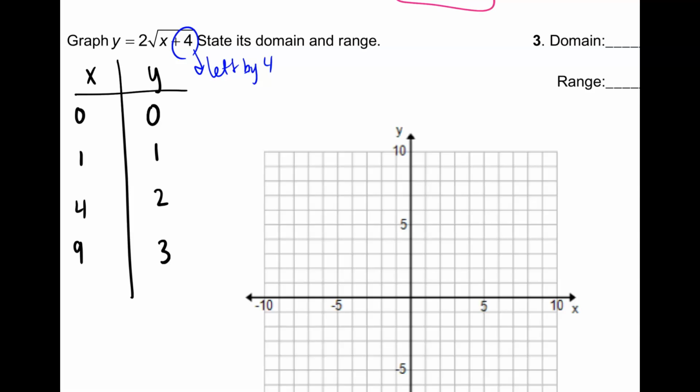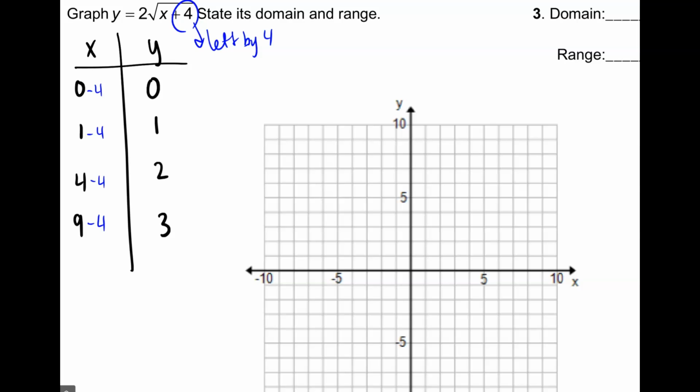Okay, left by 4. Left is which way? Horizontal or vertical? X or Y? X. Left by 4. I'm going to be subtracting 4 from all my X's. How did you get your X's and your Y's? How did I get my X's and Y's? Jesse, you're the one that told me.